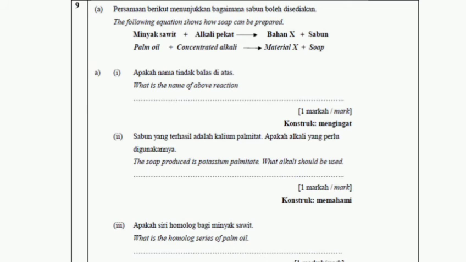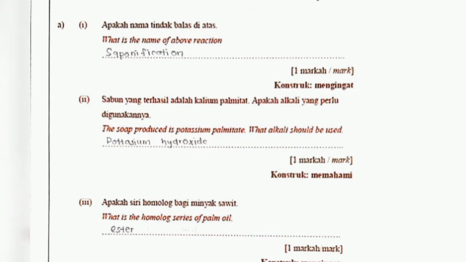Question 9a. The following equation shows how soap can be prepared. A1. What is the name of the above reaction? It is called saponification. 2. The soap produced is potassium palmitate. What alkali should be used? The keyword is potassium, meaning the alkali that is used should be potassium hydroxide. 3. The homologous series of palm oil is ester.